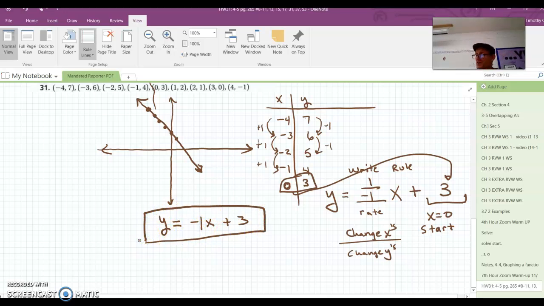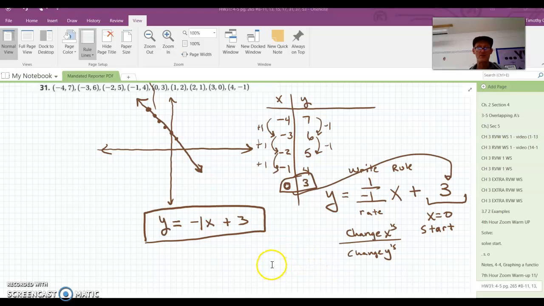Okay, so that's what you got to do for 31, and I think I'm just about out of time here. So I think we'll stop for that one, and then you can look at the answer key for the other two.